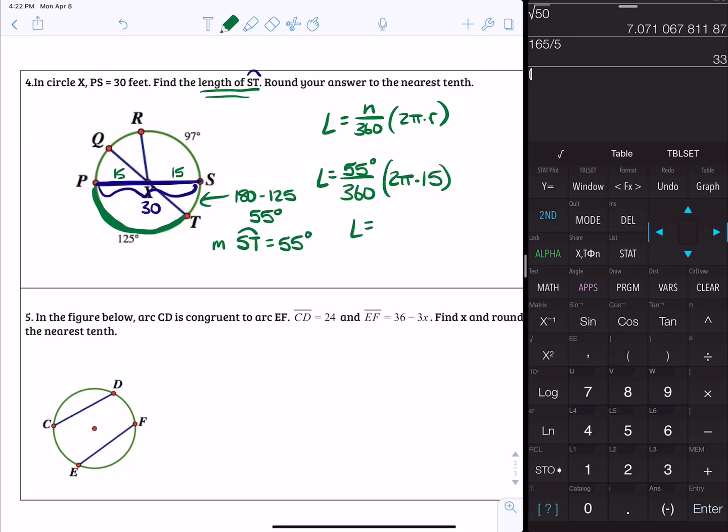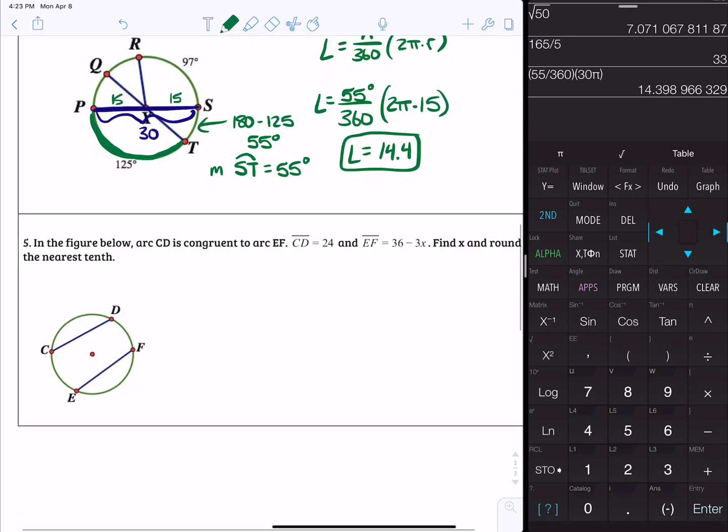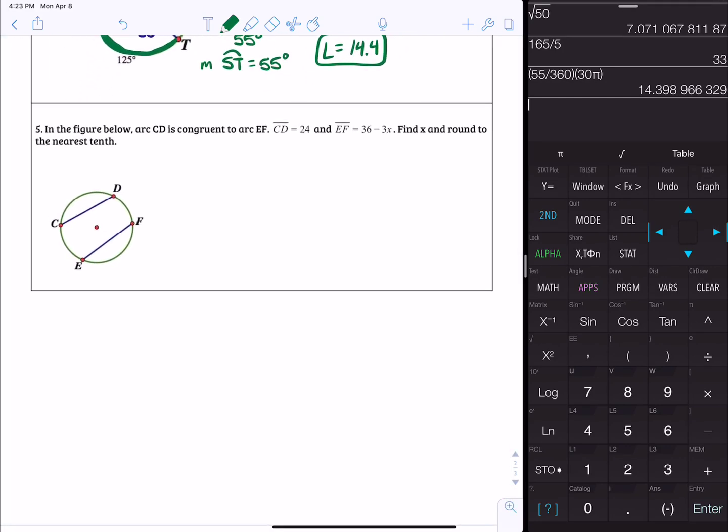So then let's calculate, and it said round to the nearest tenth. So I'm going to type in 55 divided by 360 times 30 pi. And I get 14.4. And that would be it for that one. Okay, let's do one more.